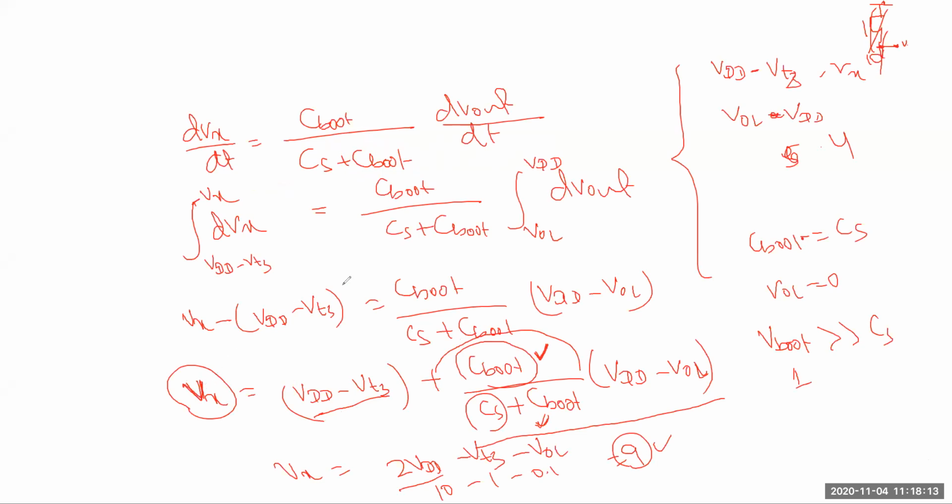Sir, just one doubt. In that bootstrapping circuit where we are adding one MOSFET, the C boot capacitance is the gate to source and the gate to bulk capacitance, the sum of those two? You can say, see, if I draw the circuit, you can see.